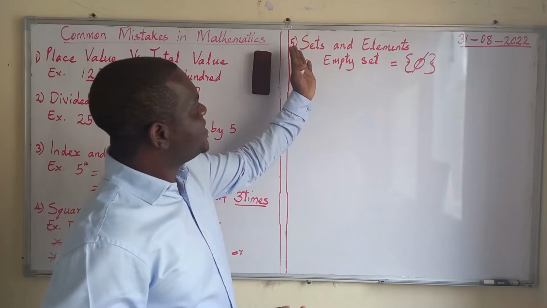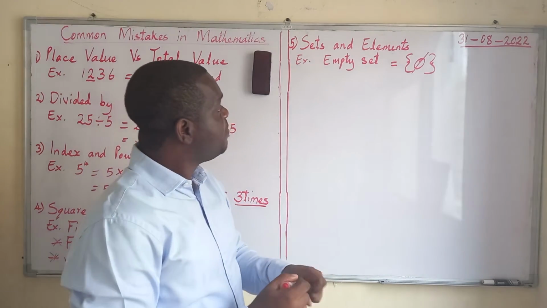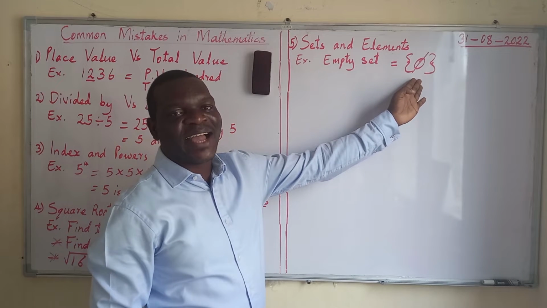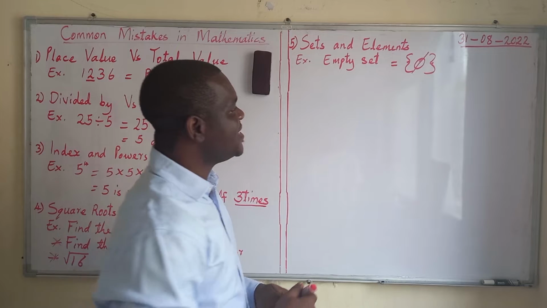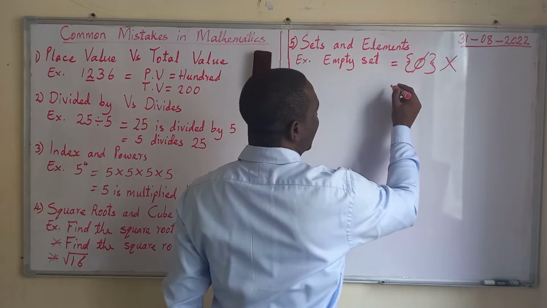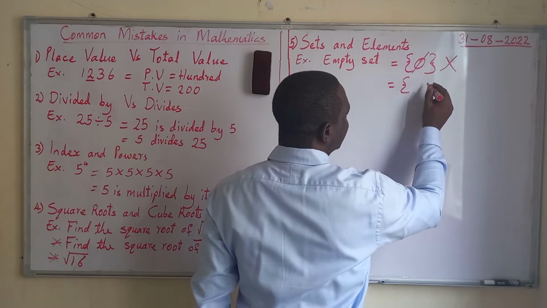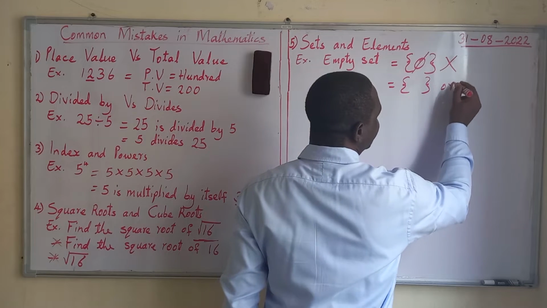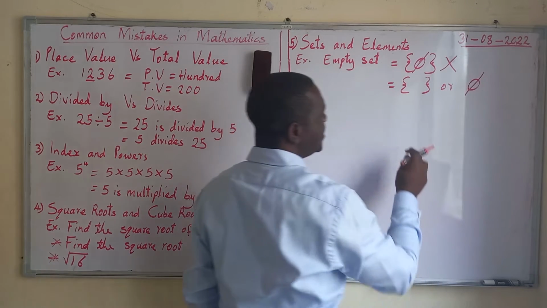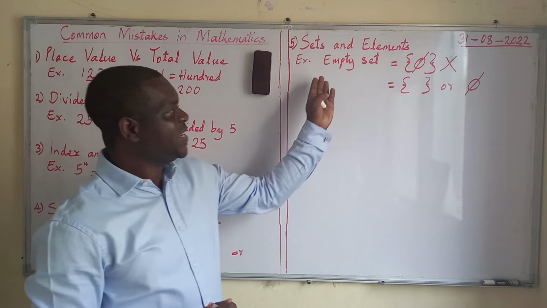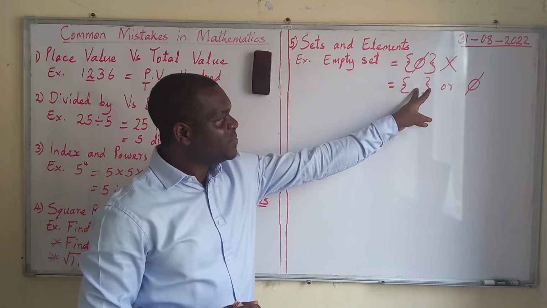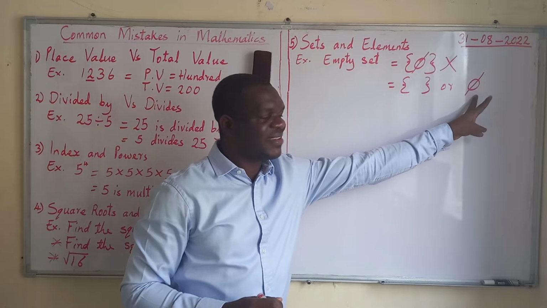Number 5, sets and elements. Empty set. This is how some people do write empty set. And of course, this is not right. Either you write empty set like this or you write it like this. It is one of this and not both in one place. So take note that this is how an empty set is written, or like this.